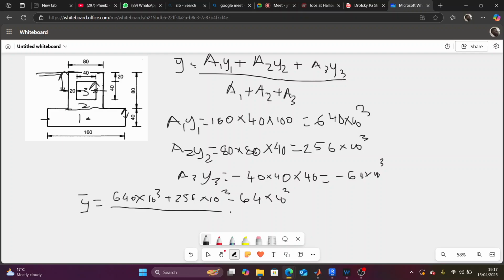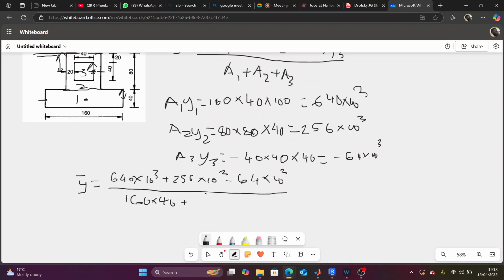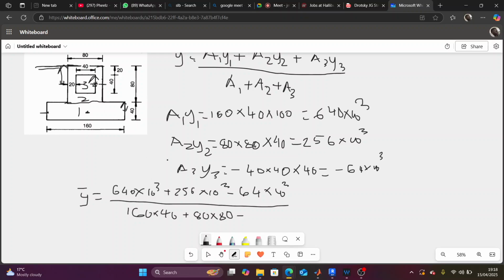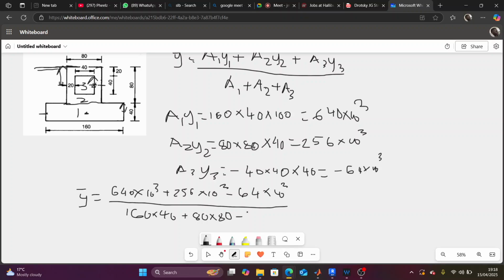Now, what do we do with areas here? What is area 1? Area 1 is 160 times 40. Plus, what is area 2? It's 80 times 80. What is area 3? Area 3 should be minus as well because it is the area that is being removed. What is 40 times 40? So what do we get as y bar? This is just the general formula, but as you look at the sign of what is being removed, you include it as well. What do we get?